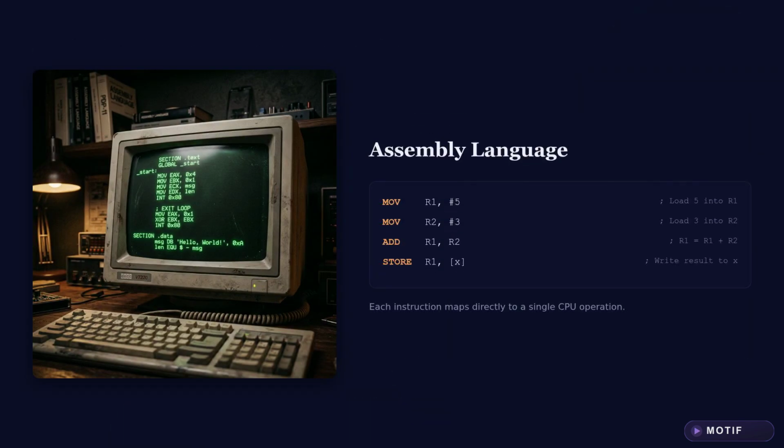Assembly language is the thinnest abstraction over machine code. Each instruction corresponds to a single operation the CPU can perform: move a value into a register, add two numbers, store a result in memory. An assembler converts these human-readable mnemonics into their binary encoded equivalents.